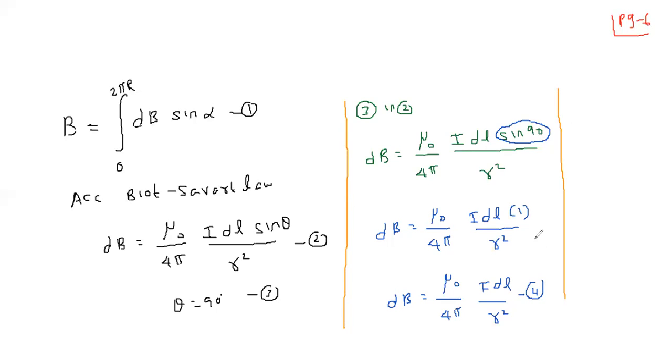Now we take the triangle OCP. We just saw it. What is sin alpha? Opposite by hypotenuse. So sin alpha is equal to capital R by small r. Equation number 5. What are we going to do now? Here there is dB. In place of this dB I am going to substitute equation 4. In place of sin alpha I am going to substitute equation 5. So substitute 4 and 5 in 1.